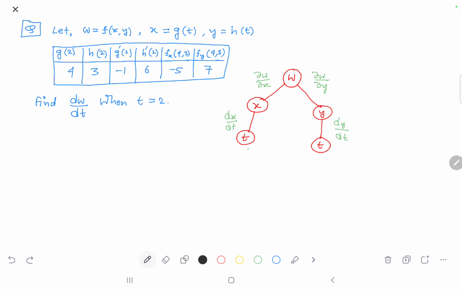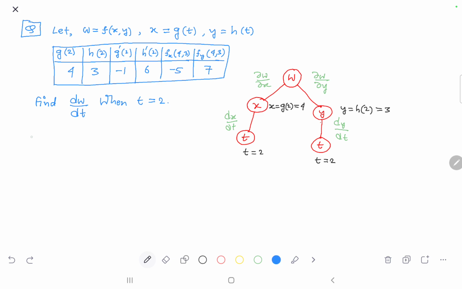Okay. Now what is t? t is given as 2, right? So t is 2. So for this t, you have to calculate x. So x equals what? We know x equals g of t, meaning g of 2. So g of 2 is what? 4. Got it? In the table. Okay. What is y? y equals h of 2. h of 2 means what? 3. So for t equal to 2, x is 4. For t equal to 2, y is 3.